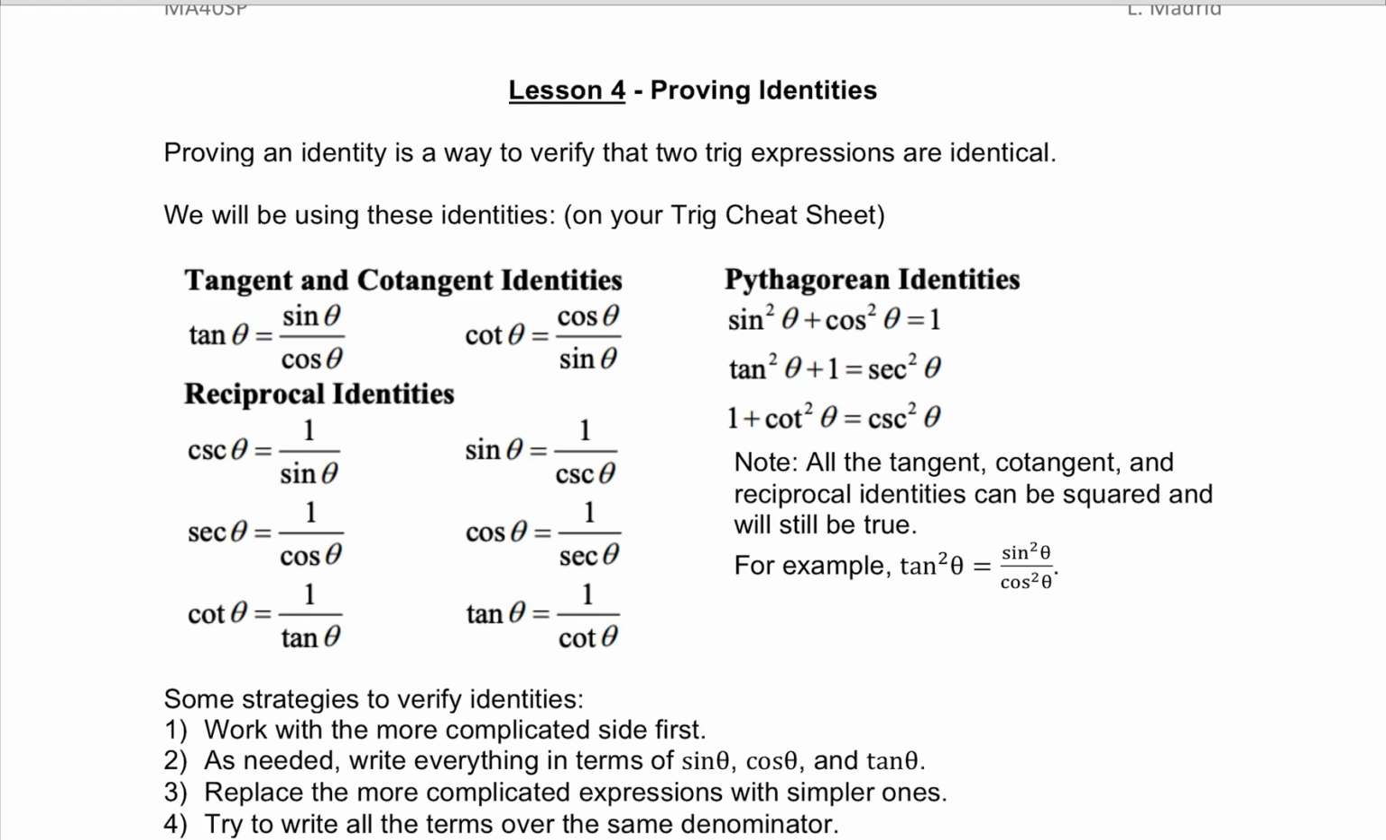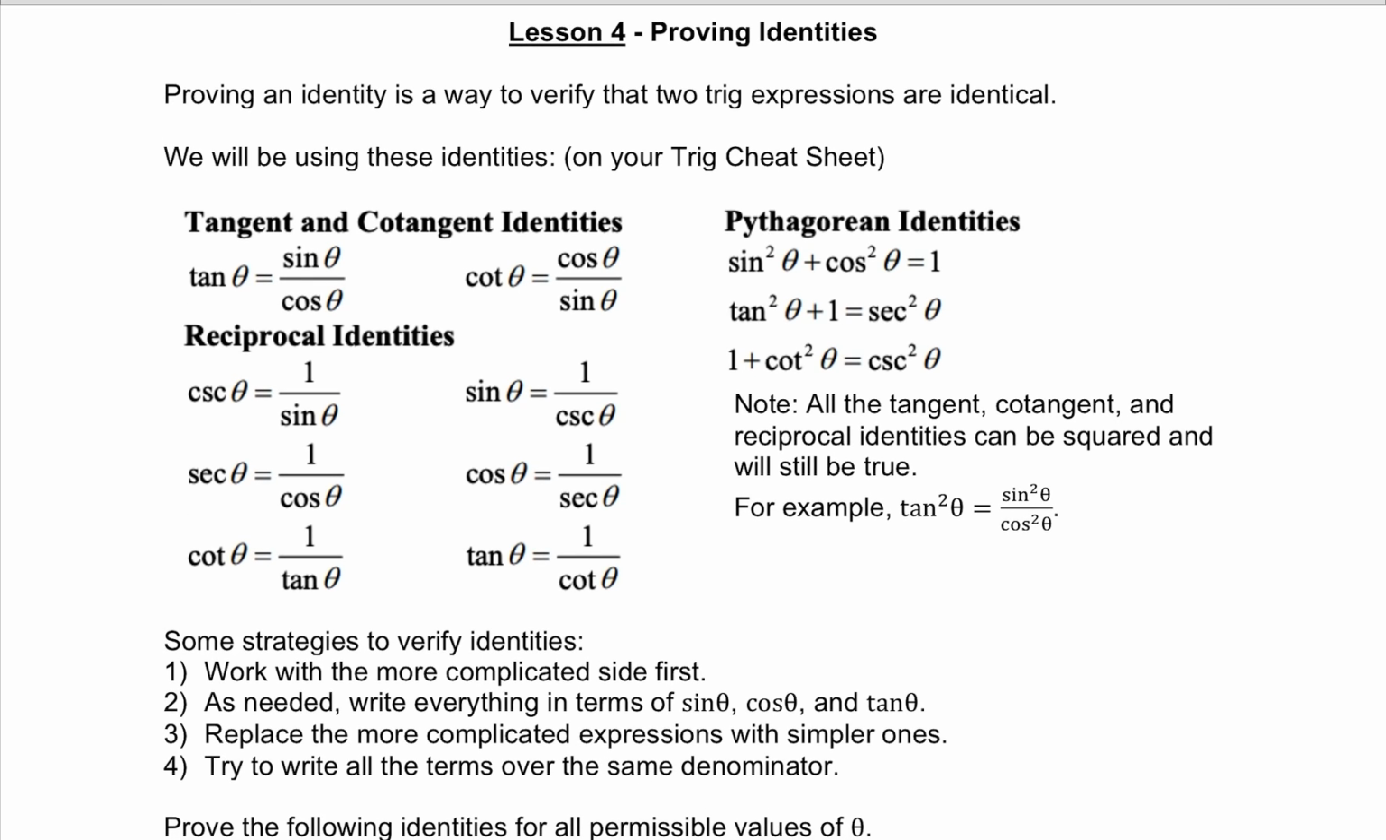Some of them are on the formula sheet and some of them are not, because some of them we already know. For example, we should already know our tangent and cotangent identities just from what we know about the unit circle. Tan theta equals sine theta over cos theta, and cotangent theta equals cos theta over sine theta. We also already know all of our reciprocal identities because we know cosecant's the reciprocal of sine, secant's the reciprocal of cos, and cotangent's the reciprocal of tan.